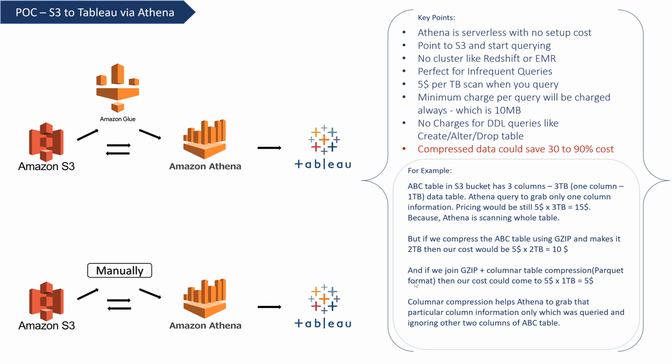Columnar compression helps Athena grab only that particular column's information which was queried, ignoring the other two columns of the ABC table.